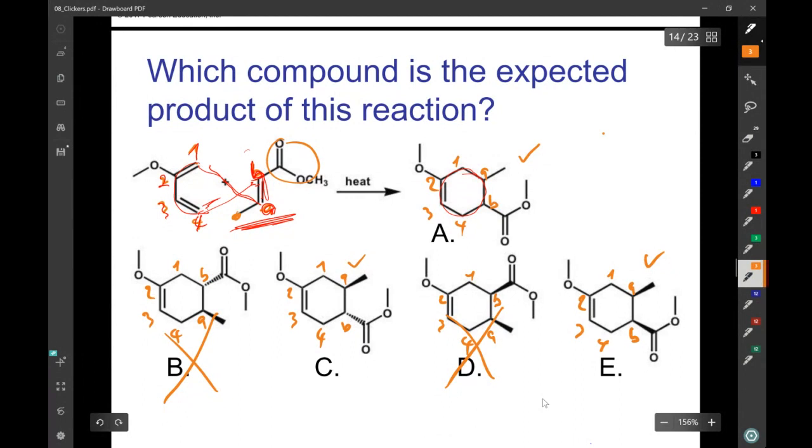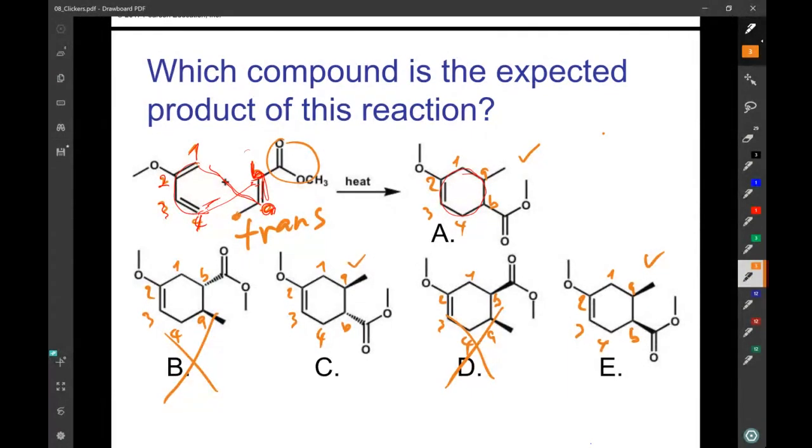Now, let's start. The dienophile, Shelby. What's the stereochemistry of the dienophile? Is that a cis or a trans dienophile? It's a trans, okay? So our dienophile is trans. So what should we expect the product to be?